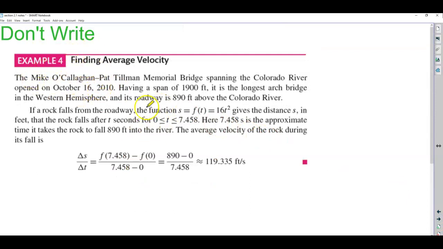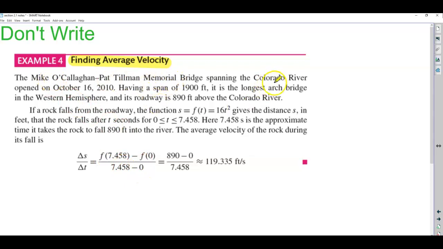So we're going to just kind of briefly go over this. Here's an example that has some context. Finding the average velocity. Notice average, that's like the IROC. That's your just regular slope from Algebra 1. So if you see average velocity, it's regular slope. Change in y's over change in x's.